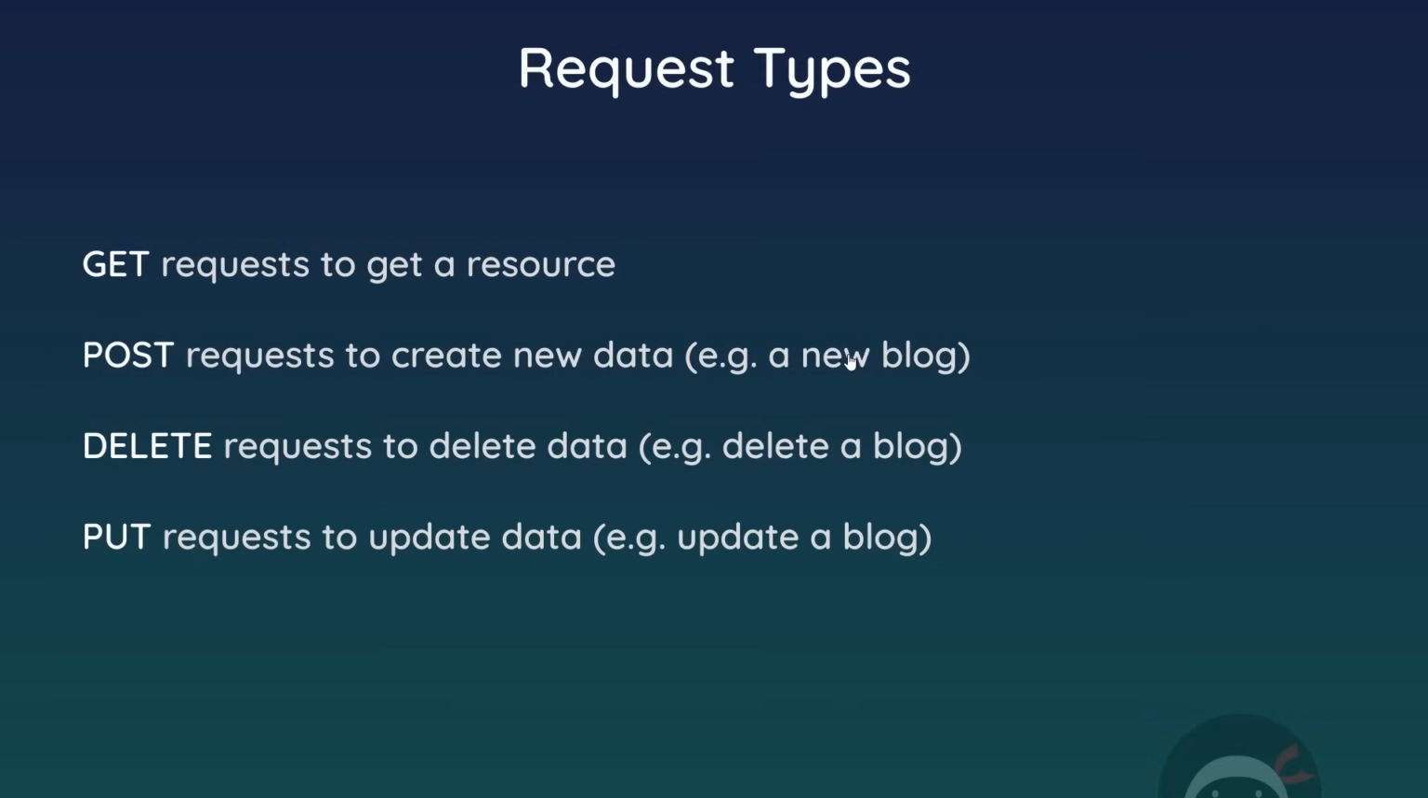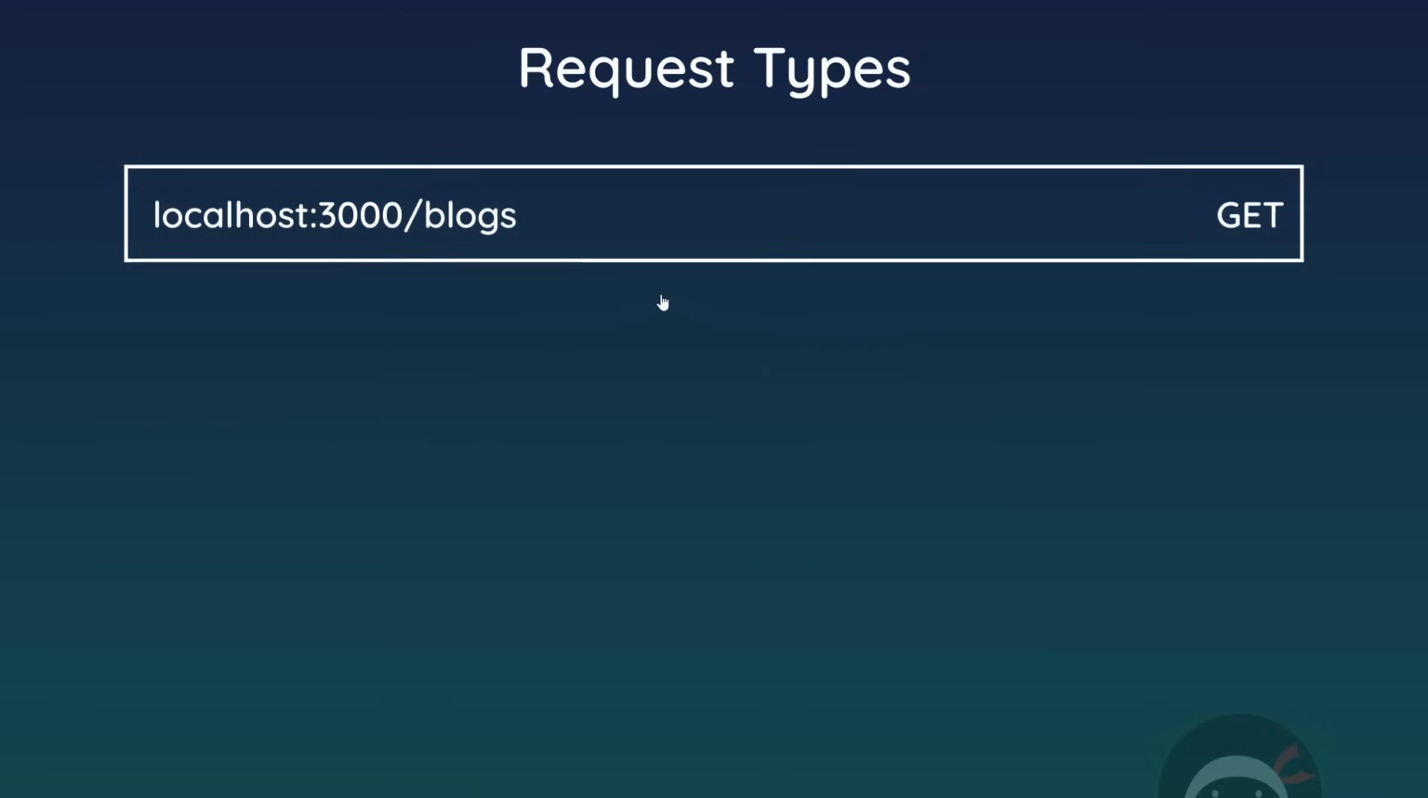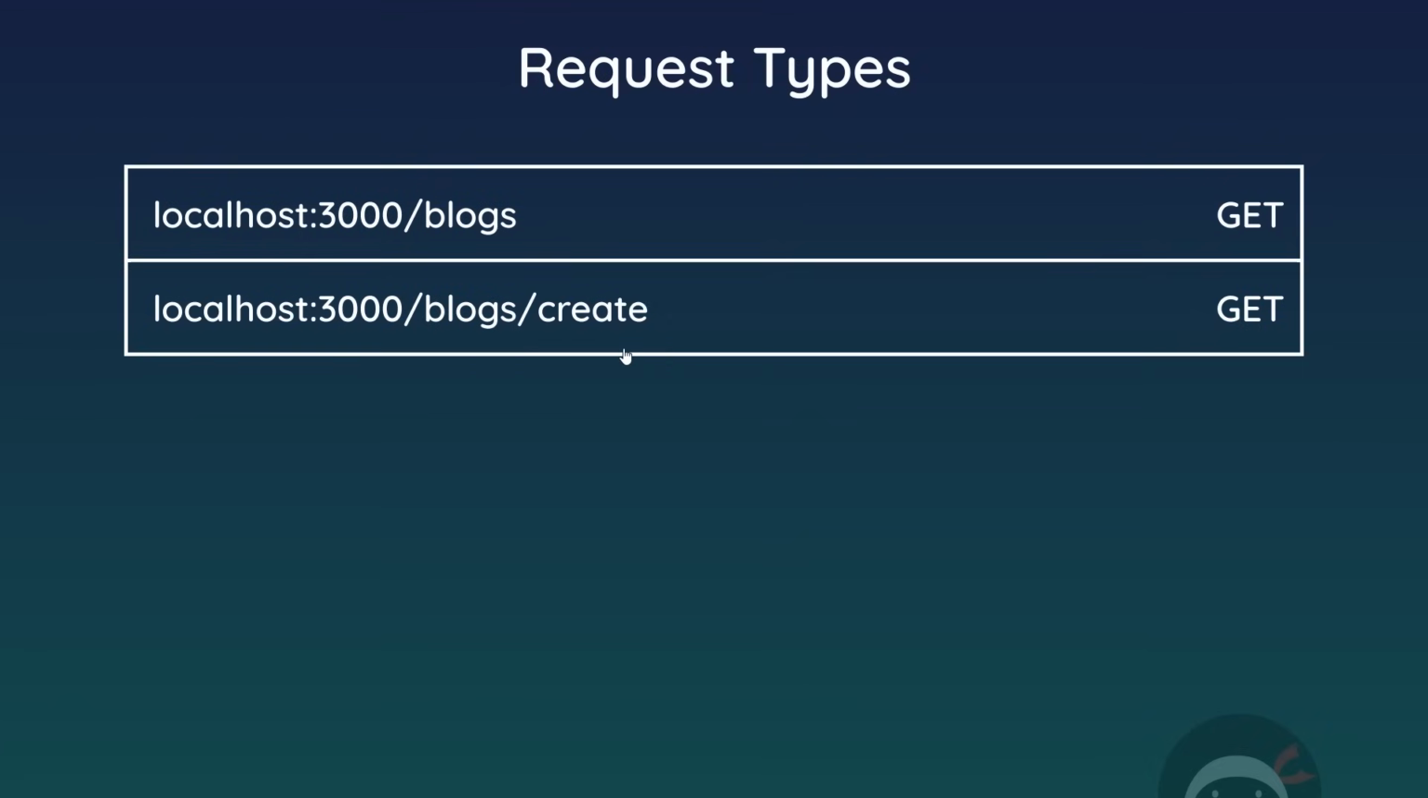Now, so far, we've seen how we can send GET requests from a browser and handle those on a server. For example, we have this route /blogs. That is a GET request, and that gets us a web page with a list of all of the blogs inside it. We also have a GET request for /blogs/create, and that gets us a web page with the web form on it. But we also need routes to interact with our data in other ways.